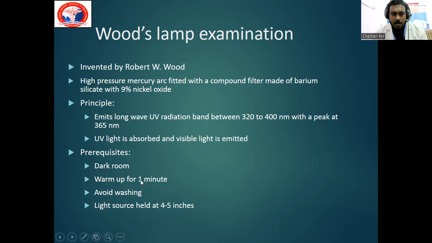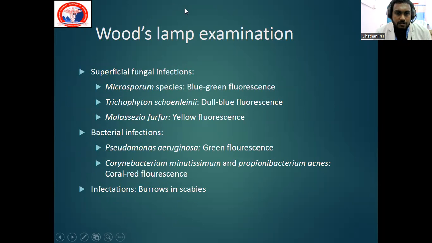And first we should warm up for 1 minute. That is, after turning off the light, you should leave the patient alone there for about 1 minute. You should avoid washing the lesion, and the light source should be held around 4 to 5 inches above the lesion. It is useful in the diagnosis of superficial fungal infections, such as Microsporum species, which will emit blue-green fluorescence, Trichophyton schoenleinii, which will emit dull blue fluorescence, and Malassezia furfur, which emits yellow fluorescence.